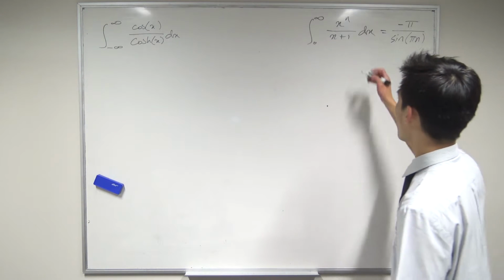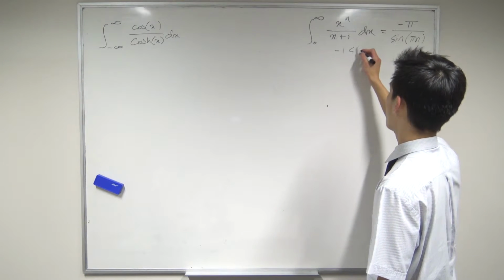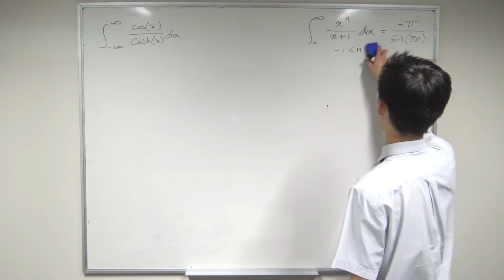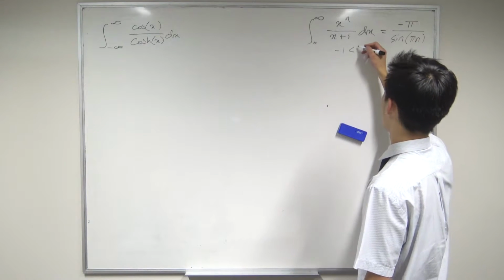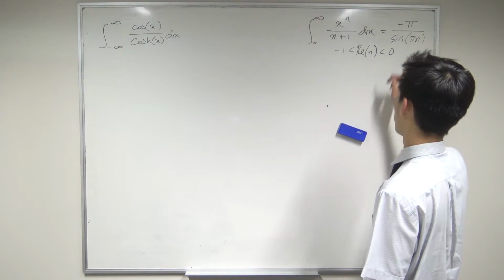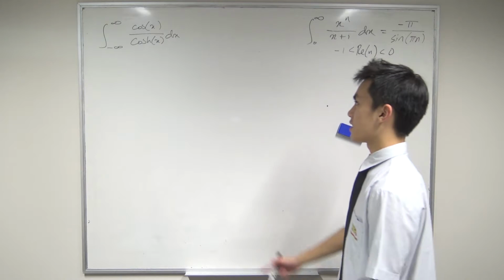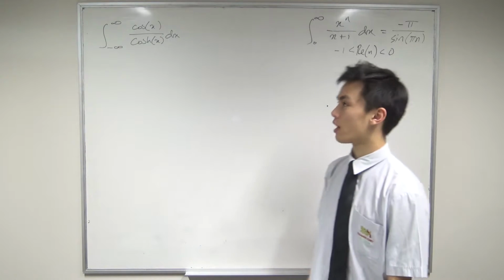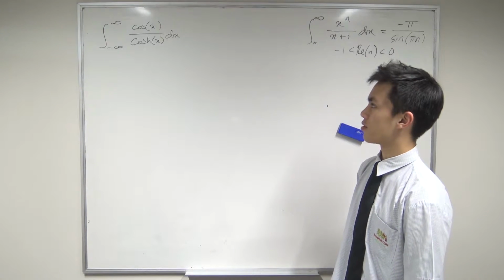And just one more note, n is actually between -1 and 0. In the case of this integral, we're actually going to be taking a look at the real part. So this actually works for the real part of n being between -1 and 0. Alright, so let's go back to this integral now, and what exactly can we do?